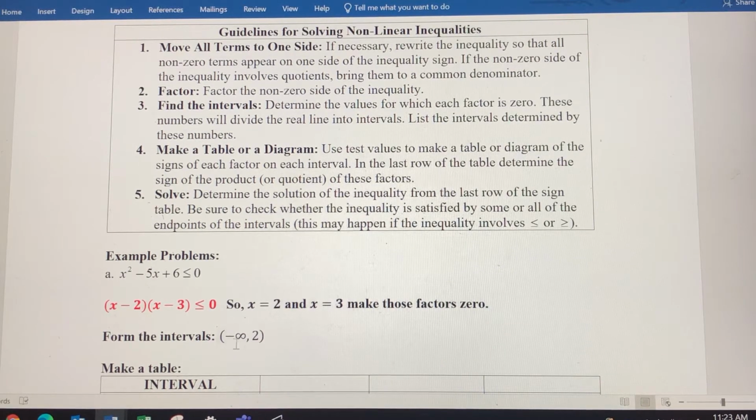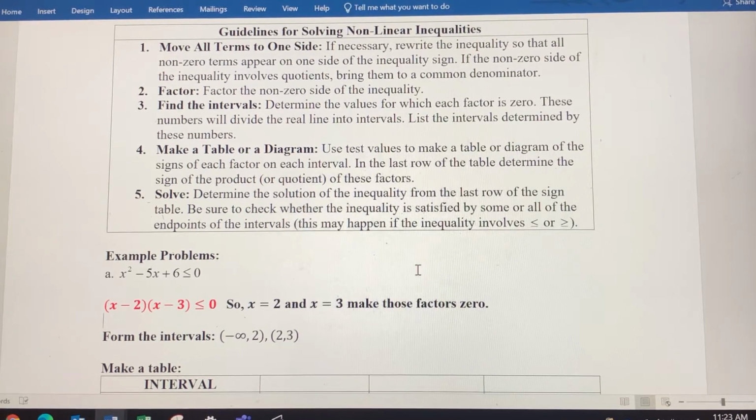So I'm going to go all the way back to negative infinity. So my first interval is going to start at negative infinity, and it's going to come up to my smaller 0 here. And again, 2 is a 0 of this. So my first interval is going to be from negative infinity to positive 2, okay? The next interval is going to be from that 2 to the next value, or the next 0.